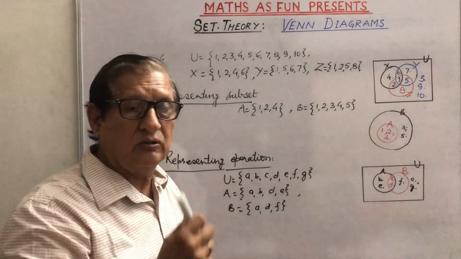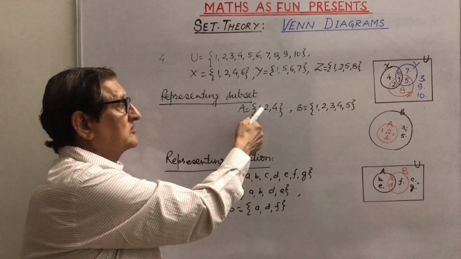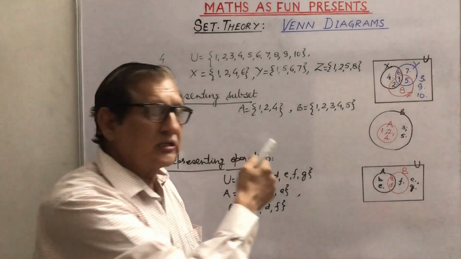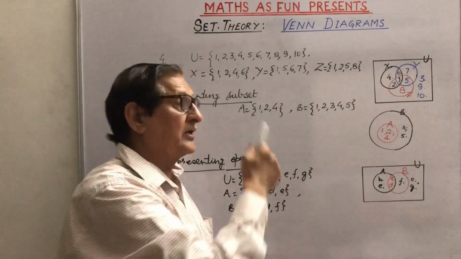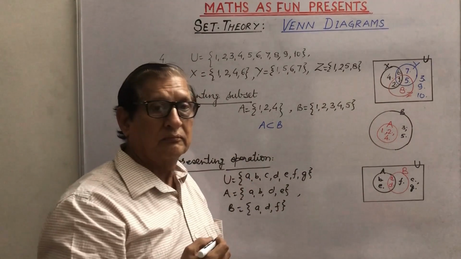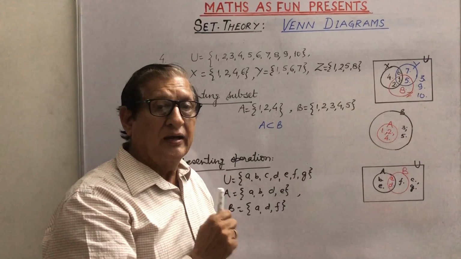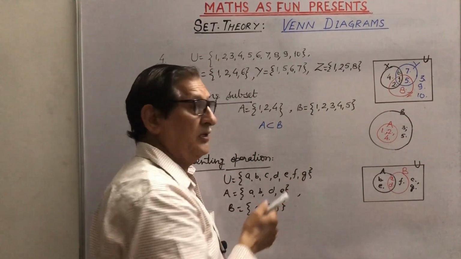Representing subset of a set. Suppose A is a set having elements 1, 2, 4. B is another set having the elements 1, 2, 3, 4, 5. We find that A is a subset of B. That is a proper subset. It means set A will be completely lying inside B.